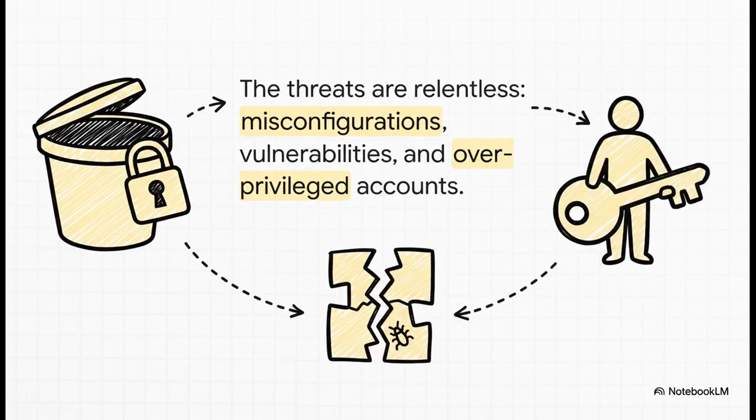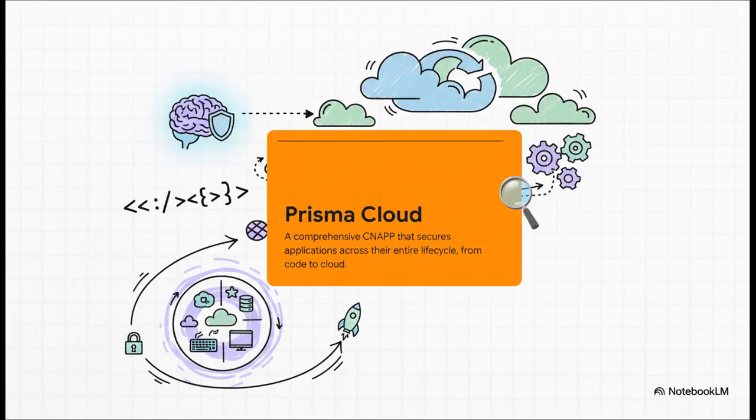Well, here's the crazy part. The threats are often deceptively simple. It's that one S3 bucket with the wrong permissions, a forgotten vulnerability in some open source library, or a user account that has way too many privileges. For an attacker, these aren't just little mistakes. They are big, wide open doors. And that is the exact problem Prisma Cloud was built to solve.